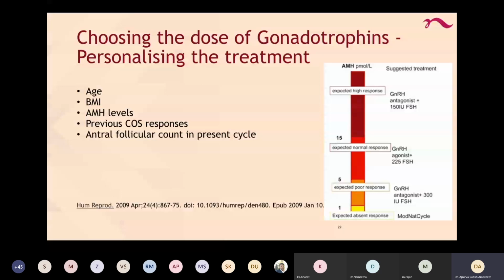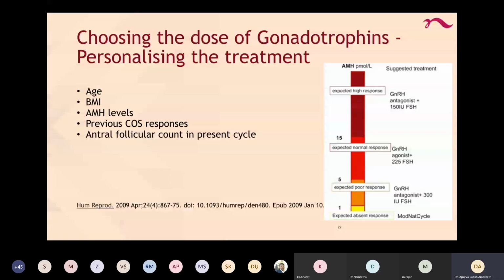In these women, we can use an antagonist cycle or even a modified natural cycle. In women with expected poor response, that is an AMH of less than 1.2, we give a slightly higher dose protocol, that is a GnRH agonist with 300 IU of FSH. In women with normal response, that is AMH between 1.2 and 3, we can give an FSH dose of 225, and use both an agonist and an antagonist protocol. In women with polycystic ovaries, that is an AMH of more than 3, we would start with low dose FSH, that is 150, in an antagonist protocol, and give a GnRH agonist trigger for prevention of hyperstimulation syndrome.